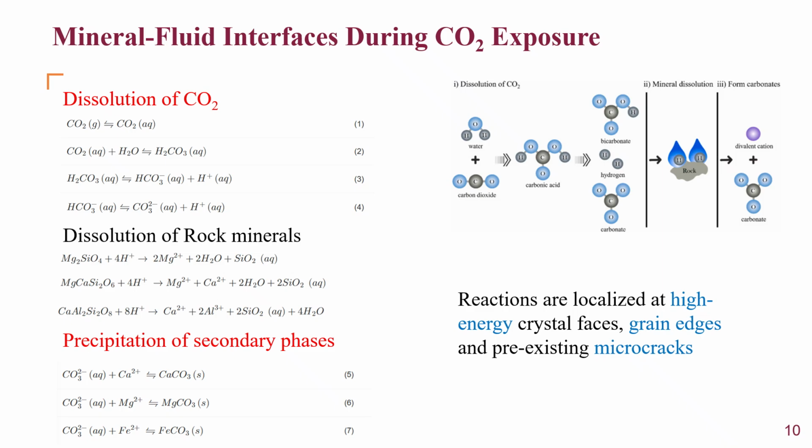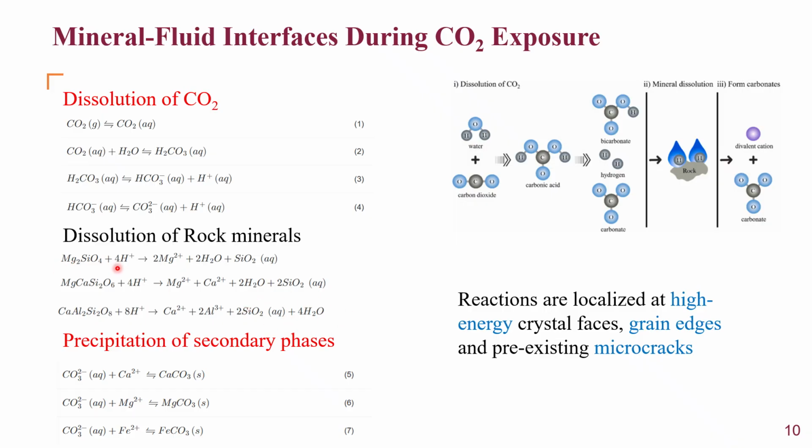What happens at the mineral fluid interface during CO2 exposure? Now, during CO2 exposure, I've already mentioned that the CO2 dissolves in the water to form carbonic acid. This carbonic acid partially dissociates and gives us hydrogen, H+, which makes the medium acidic. These H+ ions attack the host rock. When they attack the host rock, they release the divalent cations, leaving behind some silica and H2O.